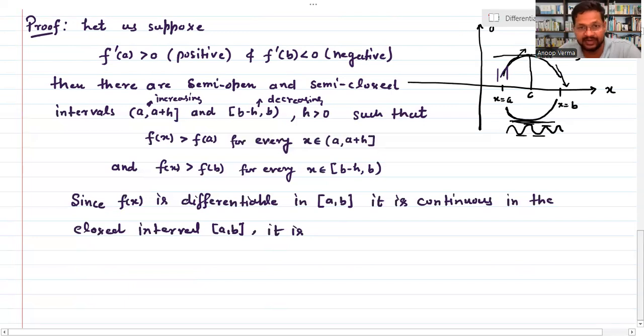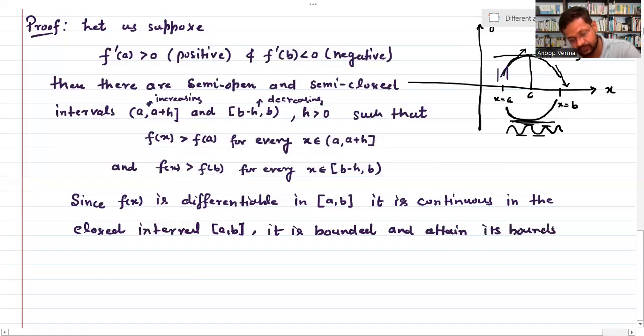भी होता है, और वो अपने बाउंड्स को अटेन करता है। हमने एक्सट्रीम वैल्यू थ्योरम पढ़ा है ना, हमने बाउंडेड वैल्यू थ्योरम पढ़ा है, ठीक है। तो it is bounded and attain its bound, so if supremum, so I'm just taking the supremum, the least upper bound you can see of fx is just equal to M.